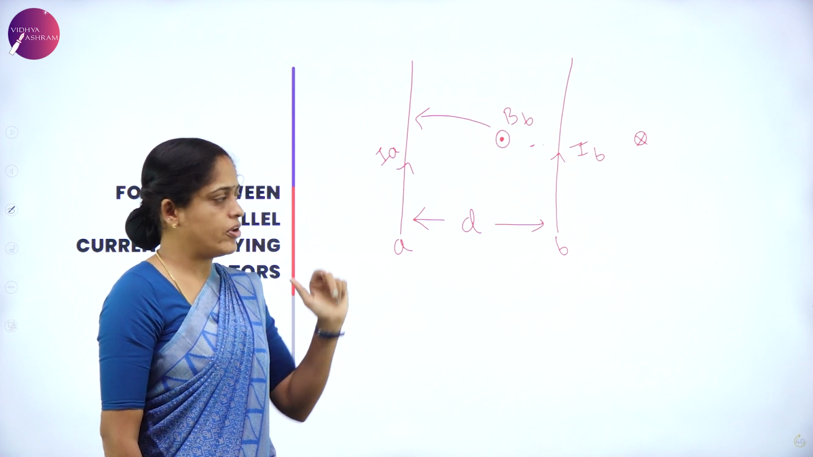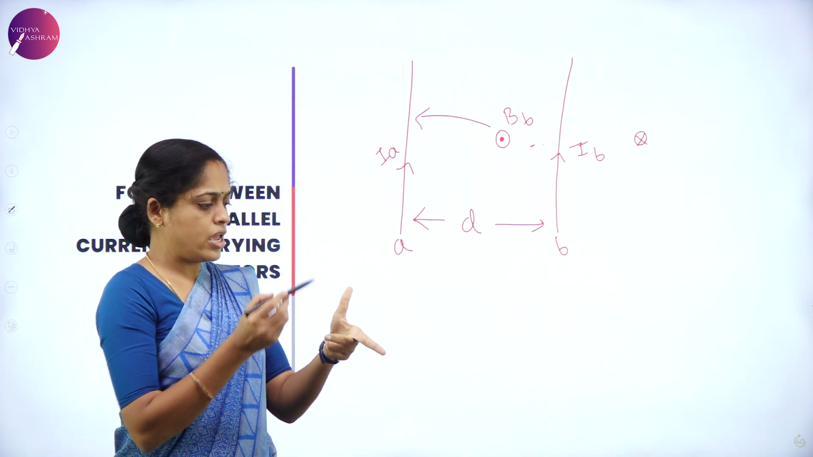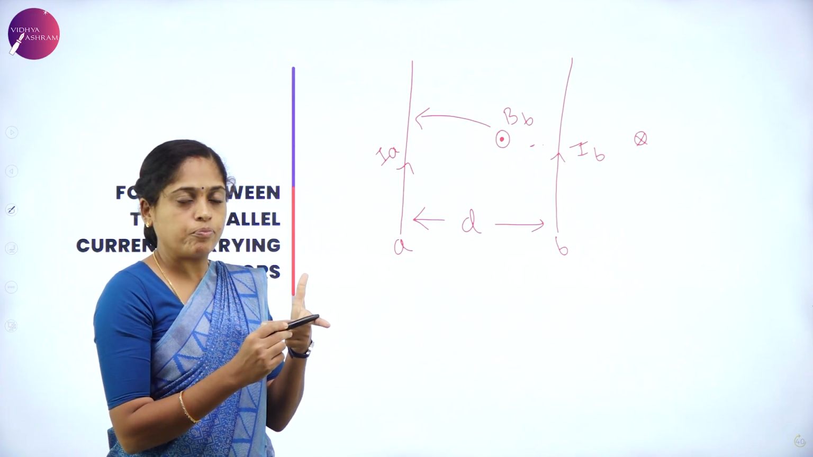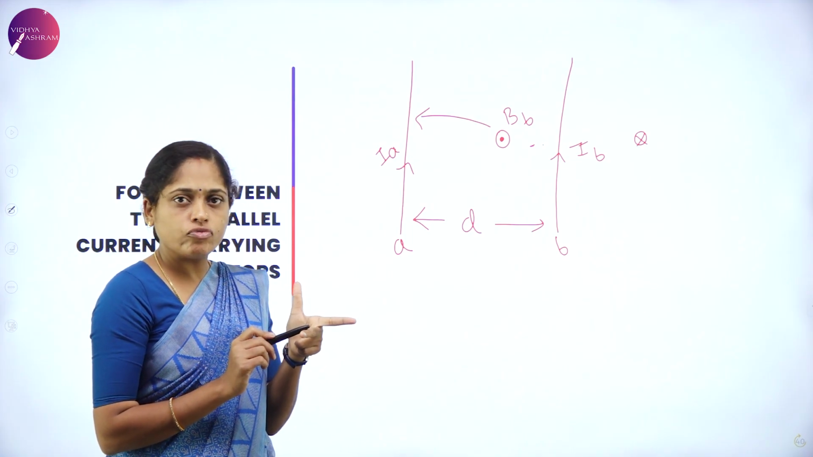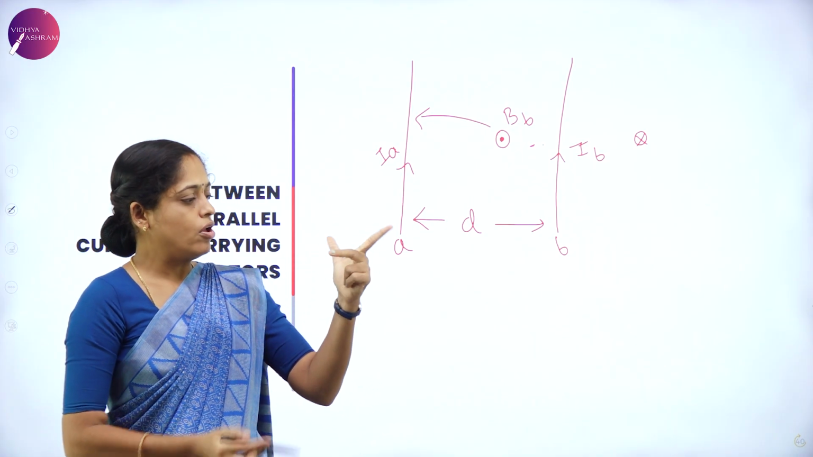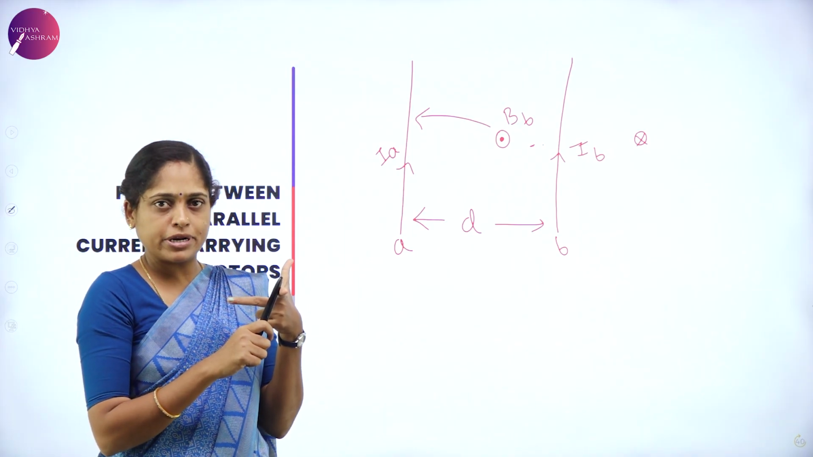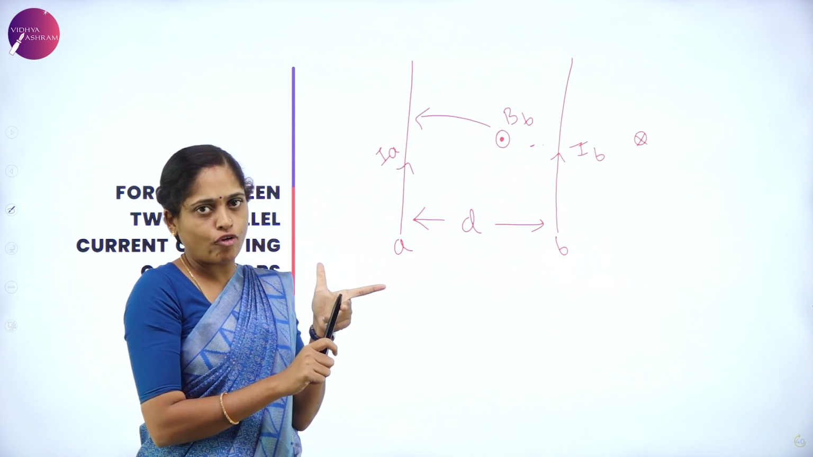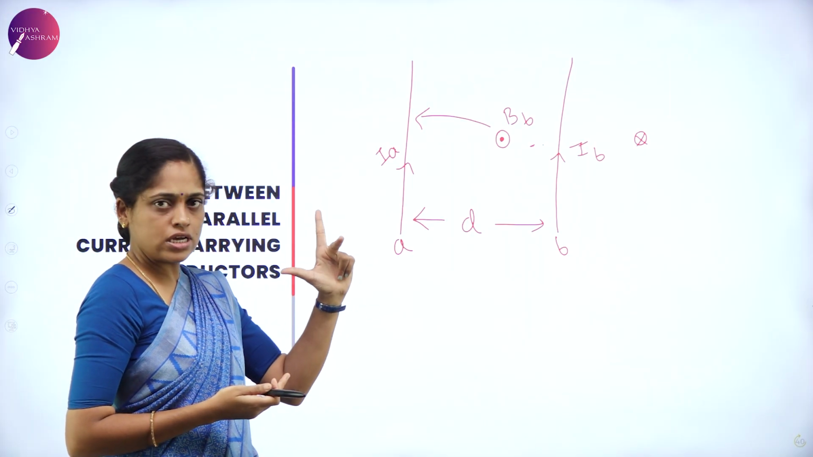To find the direction of the force, we have to use Fleming's left-hand rule, where the thumb represents the direction of the force, the forefinger represents the direction of the magnetic field, and the middle finger represents the direction of the current. So in that way, we will place our fingers.